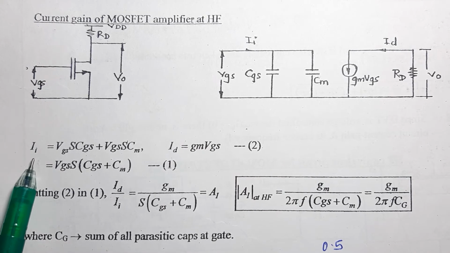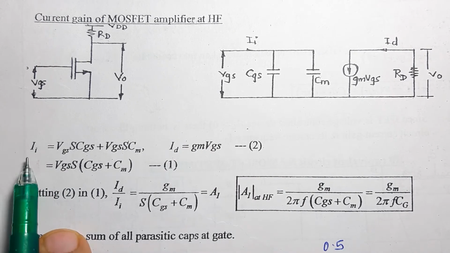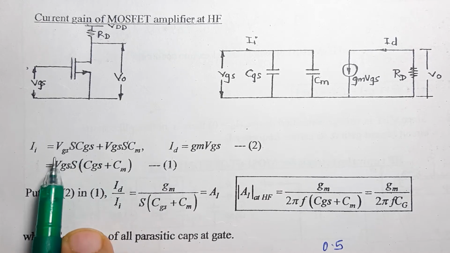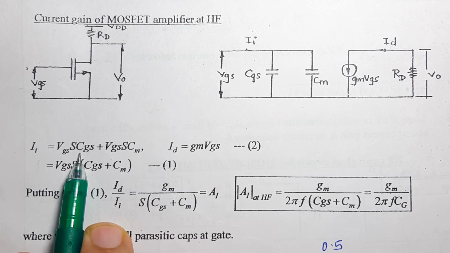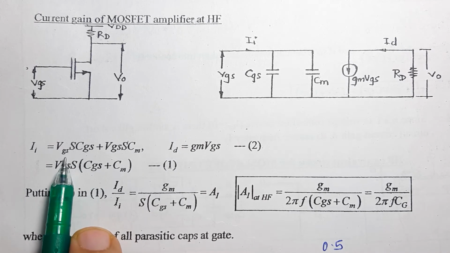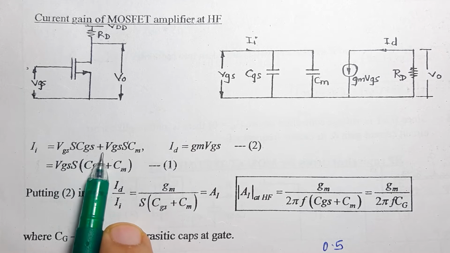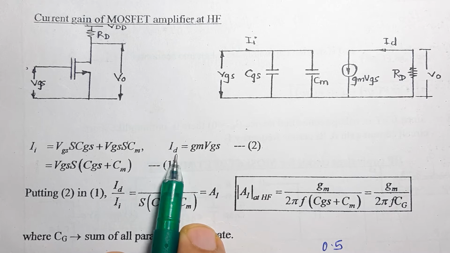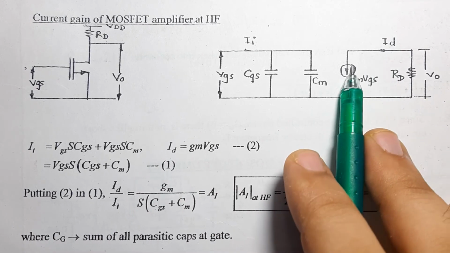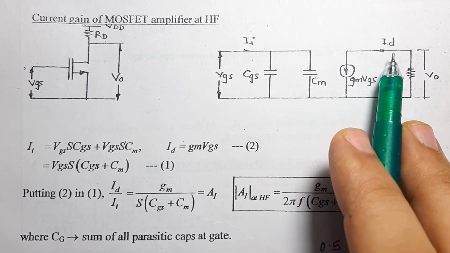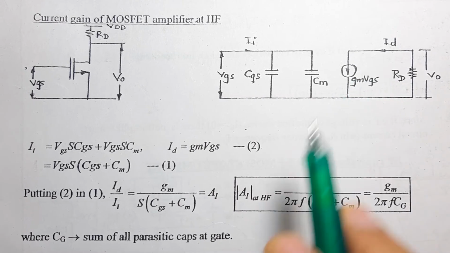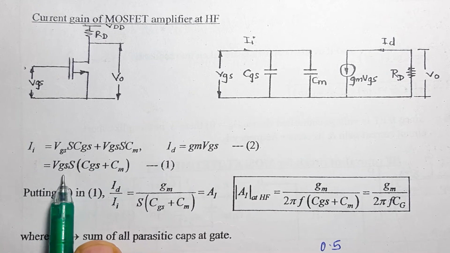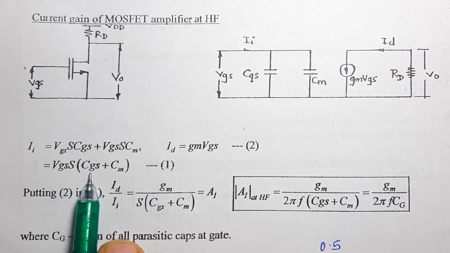So your Ii is given as, since it is current over here, these terms have to be in the terminology of current. So Vgs into the reactance of your capacitor acts as a current over here. So Vgs into sCgs plus Vgs into sCm. Your Id, if you look into the circuit, is simply gm Vgs, therefore your Id is given as gm Vgs. Now from this part, if you take Vgs into s common, you get Cgs plus Cm.